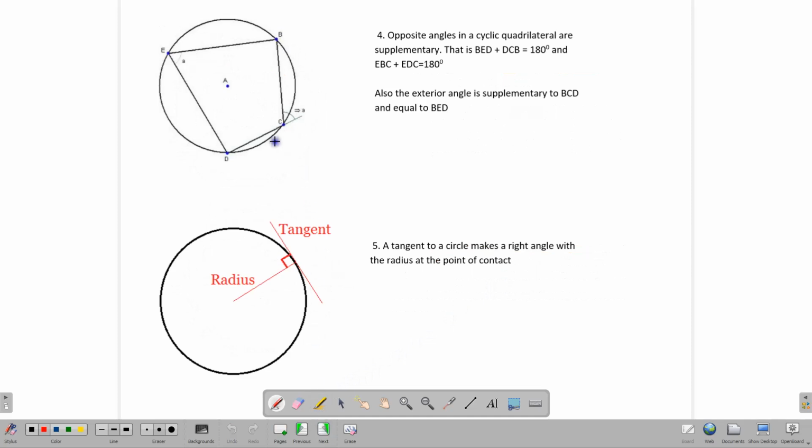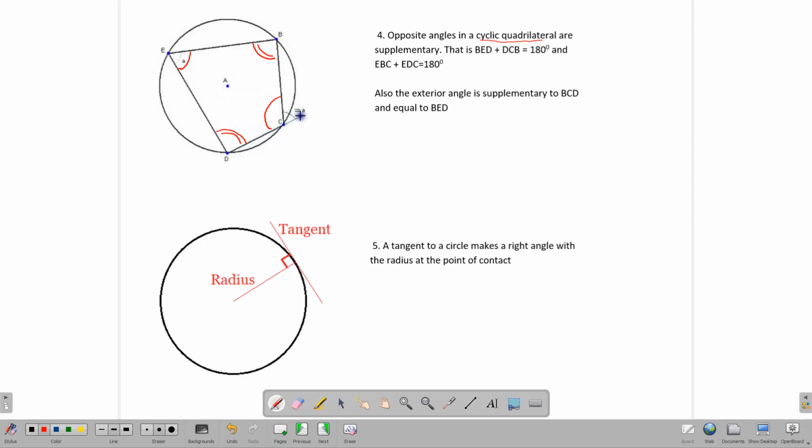Moving on. Here we have a quadrilateral, and notice that all 4 points are touching the circumference. For that matter, we call it a cyclic quadrilateral. And in a cyclic quadrilateral, opposite angles are supplementary. So this angle at E is supplementary to the angle here at C, and this angle at D will be supplementary to the angle at B. And supplementary, of course, means that they add to 180 degrees. So this angle BED plus DCB would be equal to 180 degrees. And we can use that idea to solve many of our problems in circle theorem.